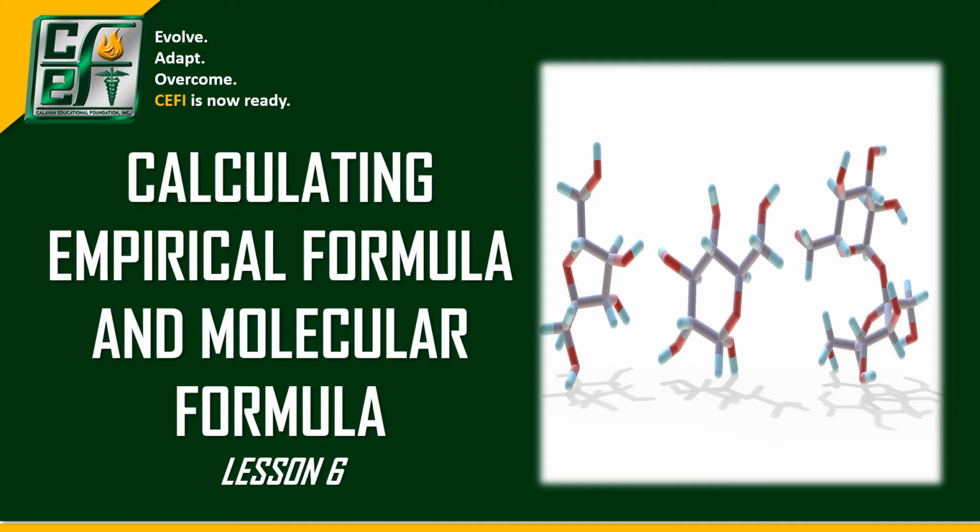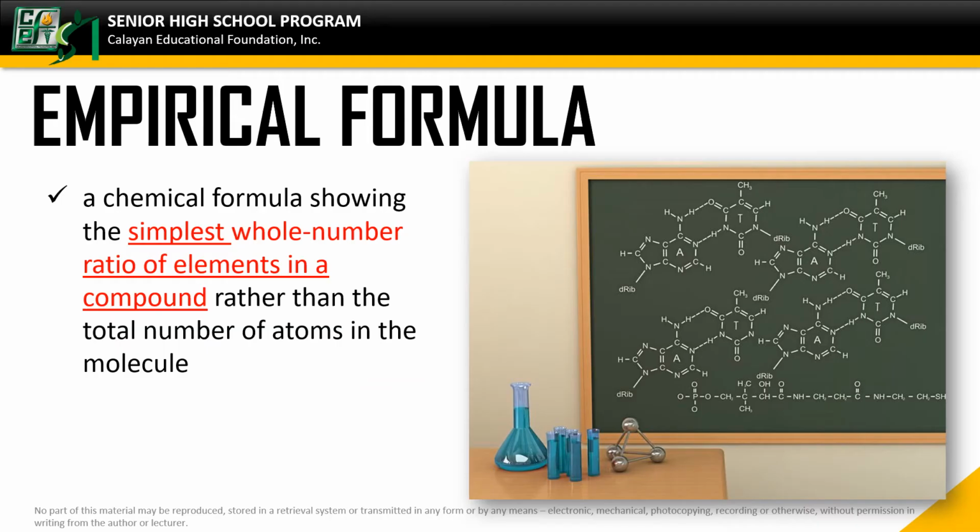So let's first talk about the empirical formula. This is a chemical formula showing the simplest whole number ratio of elements in a compound, rather than the total number of atoms in the molecule. So how do we get the empirical formula of a specific compound?